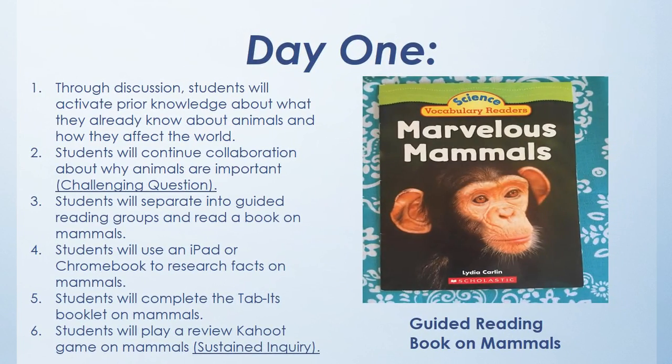Day 1. Through discussion, students will activate prior knowledge about what they have already known about animals and how they affect the world. They will continue collaboration about why animals are important, and separate into guided reading groups and read a book on mammals. They will use an iPad or Chromebook to research facts on mammals and complete the Tabbits booklet. They will play a review Kahoot game on mammals.